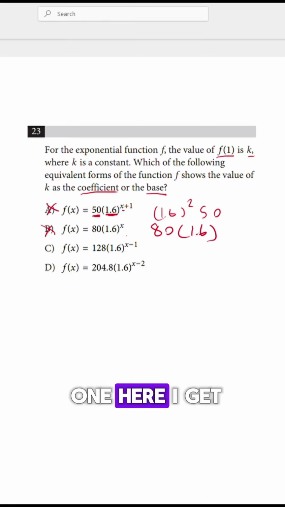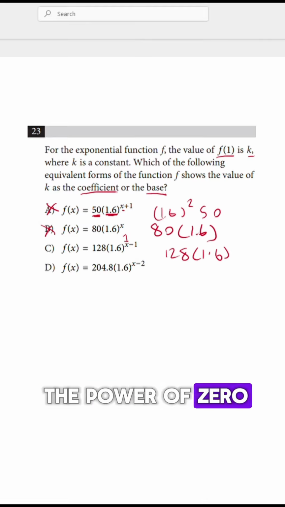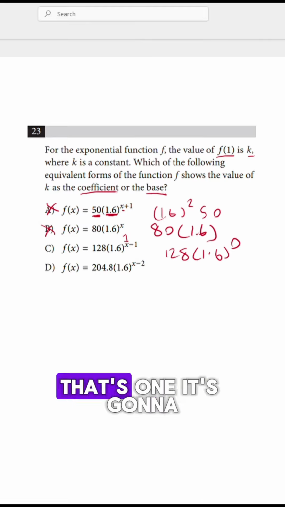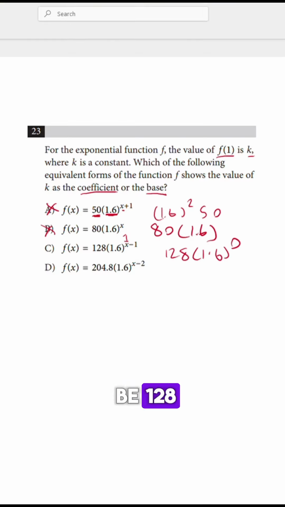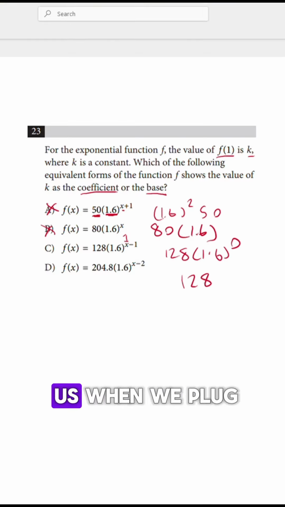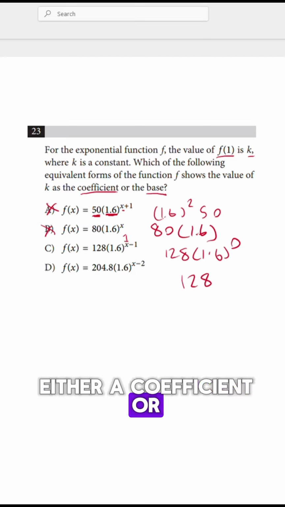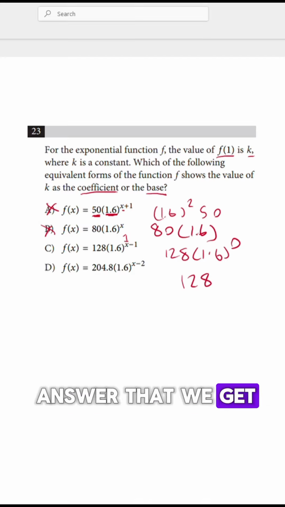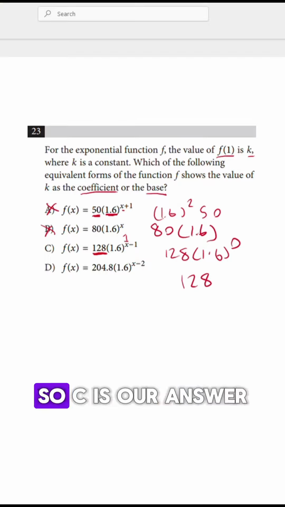When I plug in 1 here, I get 1 minus 1. 128 times 1.6 to the power of 0. What's anything to the power of 0? That's 1. So it's going to be 128. Now the question asked us, when we plug in 1, k is going to be either a coefficient or the base. In this case, the answer that we get is the same as our coefficient, so C is our answer.